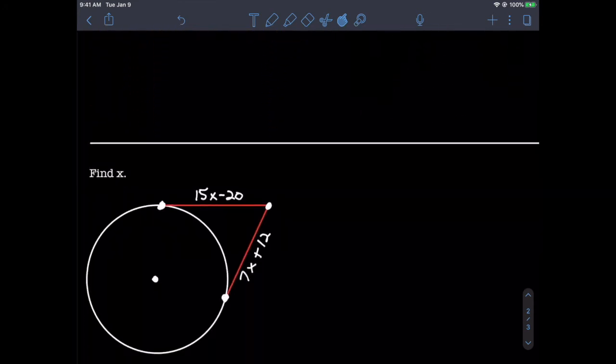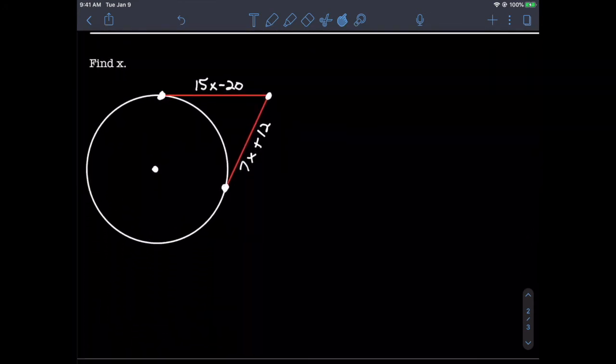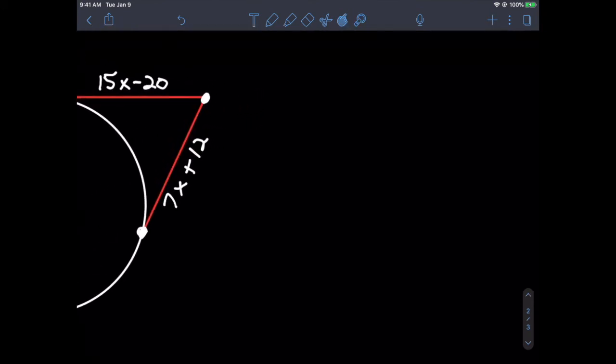All right, let's move on to one more example that's going to talk about intersecting tangents. This time we're given two tangent segments that originate from the same point, and we're asked to solve for x. Using what we know about this particular situation right here, this segment is the same length as this segment right here. So, if we want to solve for x, our procedure is going to be taking the two expressions, setting them equal to each other, and solving. In other words, 15x minus 20 is equal to 7x plus 12.